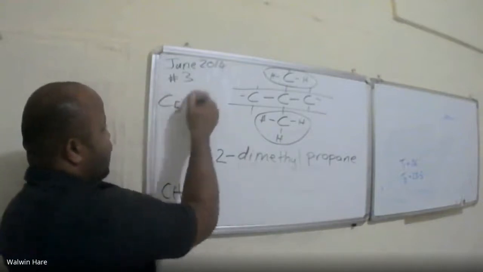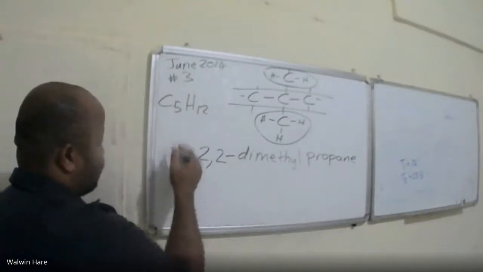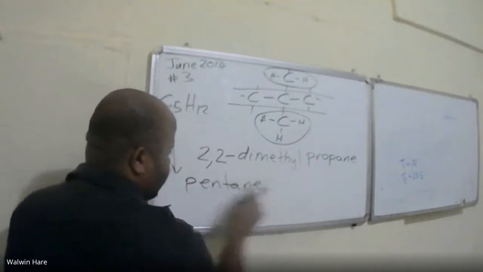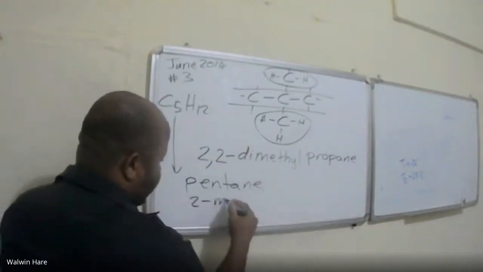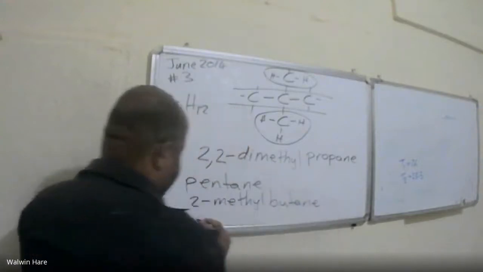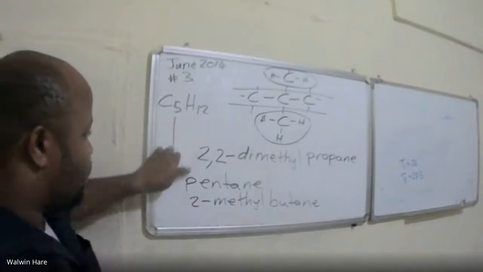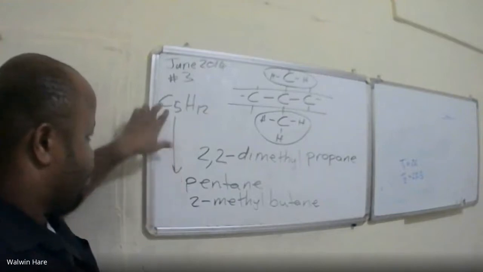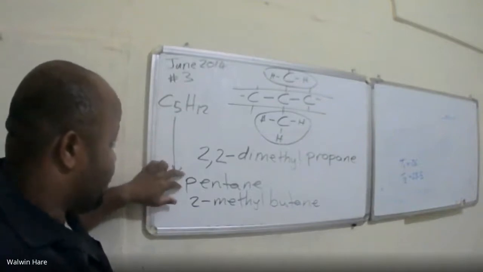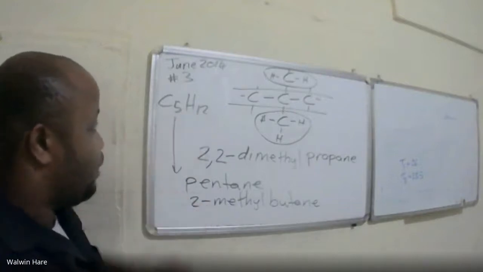So C5H12 has 3 isomers. We did 2 already. So the 3 isomers of pentane: we still have the straight chain, which is pentane. We have 2-methyl butane, and here we have 2,2-dimethyl propane. So these are the 3 isomers of pentane, or C5H12. Even on the exam, if you're asked to draw the 3 isomers of pentane, you will still draw the straight chain, as well as this one and this one.